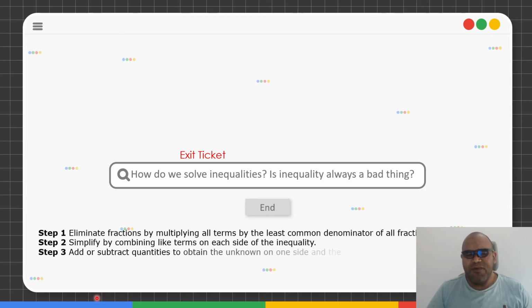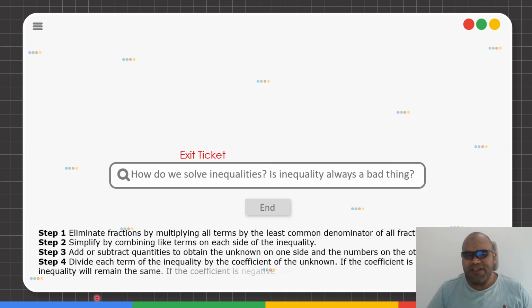Step number 1 to solve: eliminate the fraction by multiplying all terms by the LCM, the least common denominator. Step number 2, if you have a fraction, okay? If you don't have it, just go to the next step. Combine like terms. We did it already before. Step number 3, add or subtract quantities to obtain the unknown on one side, okay? Be sure where the variable is, left or right, and make the variable alone.